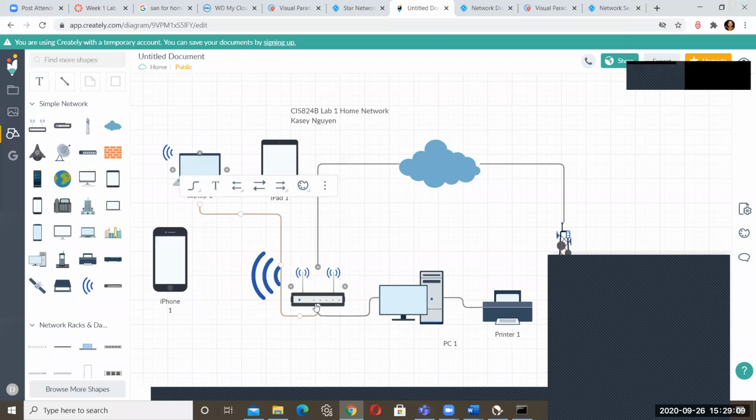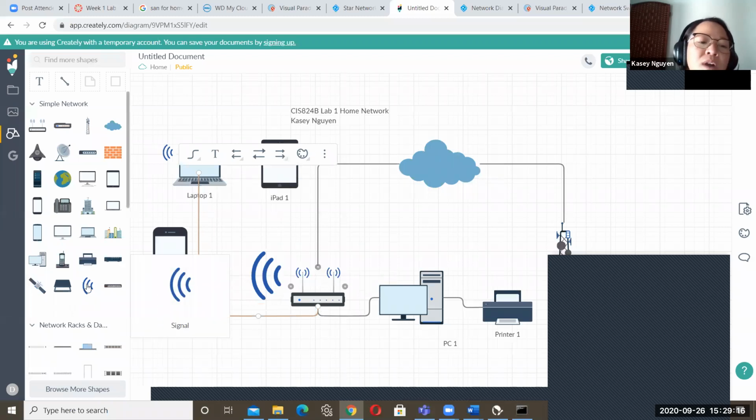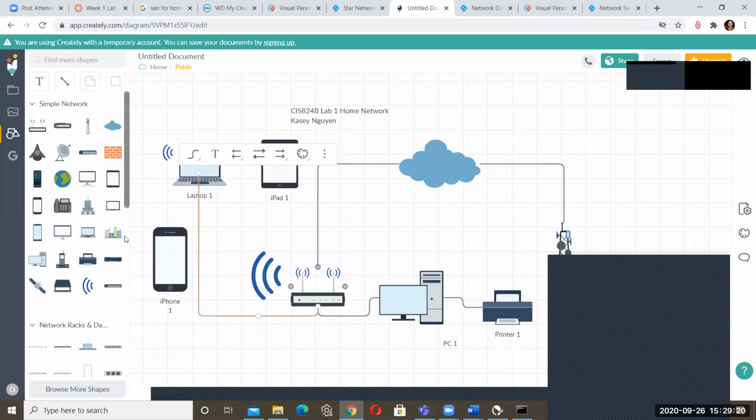Okay. And for the wireless? For the wireless, you just use the wireless signal like this. Click it and drop it.